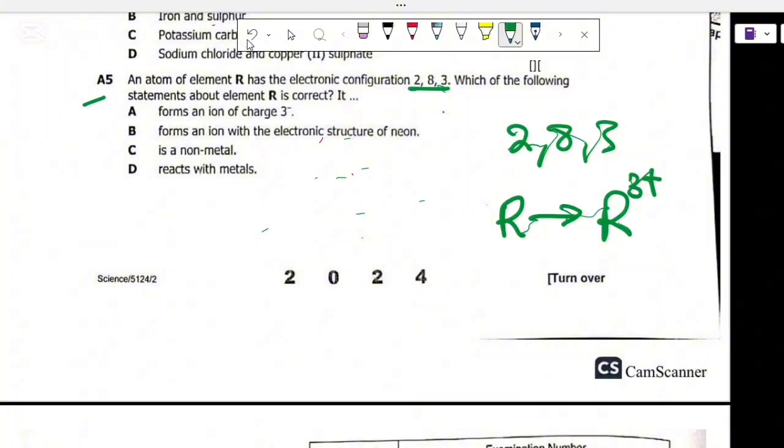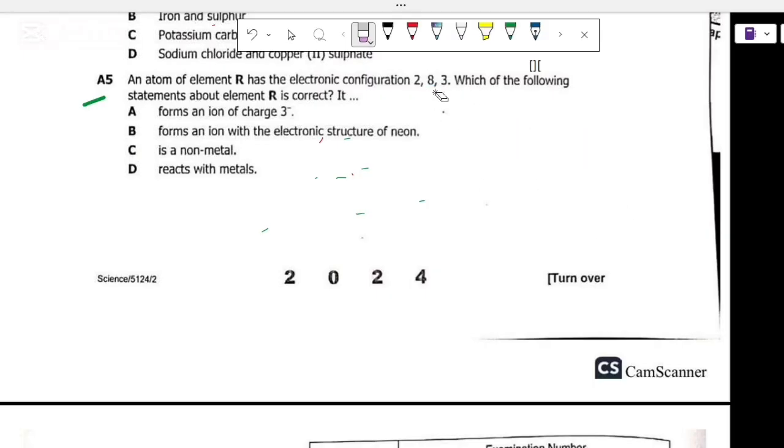The question is, which of the following statements about element R is correct? Which of the following statements about element R is actually correct? So what would you say? Let's analyze these options. Just use the same knowledge that we've discussed.